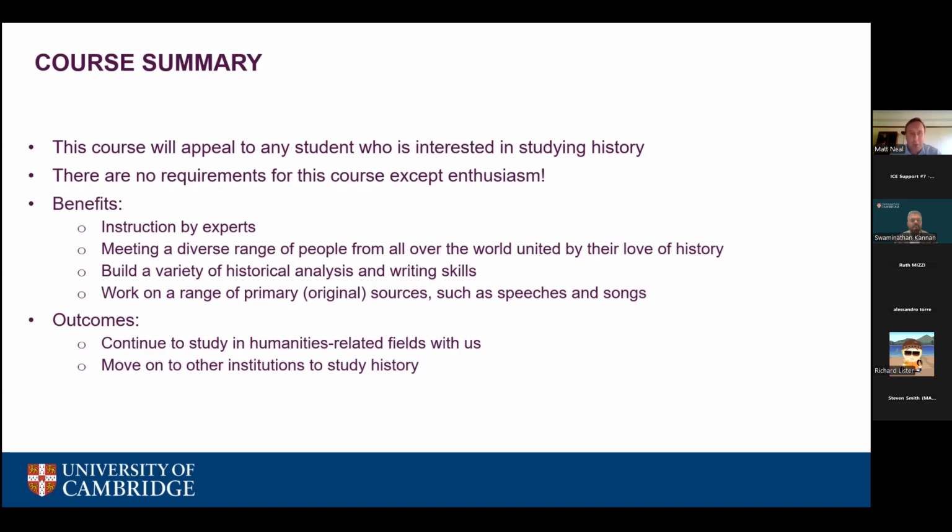In terms of outcomes from the course, of course, this course is an opportunity to share and grow your passion for history. But there are some other important outcomes too. It is possible with the Undergraduate Certificate in History under your belt to continue to study history and other humanities related fields with the Institute here at Cambridge, and indeed to move on to other institutions to study history elsewhere too.